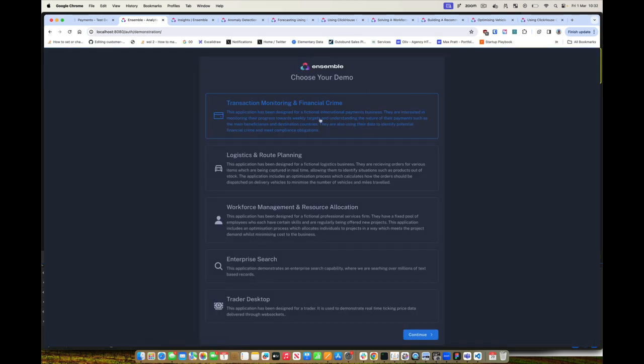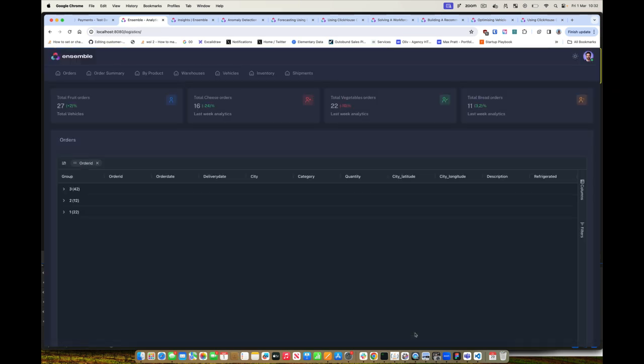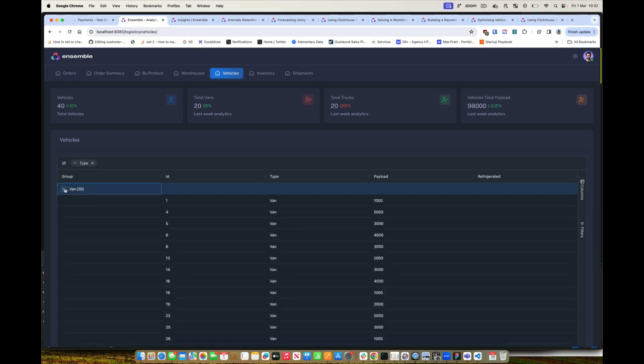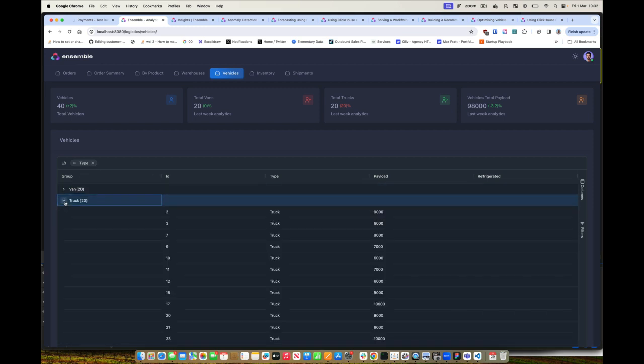As a second example of that, I would use this demo that we have built for a logistics business. Here they are receiving orders for different food items, and this particular order was for a place called Swindon in the UK. This business also has a series of vehicles, so they have 20 vans. Each van has a different capacity, and the same for trucks, and the trucks typically have a higher payload.